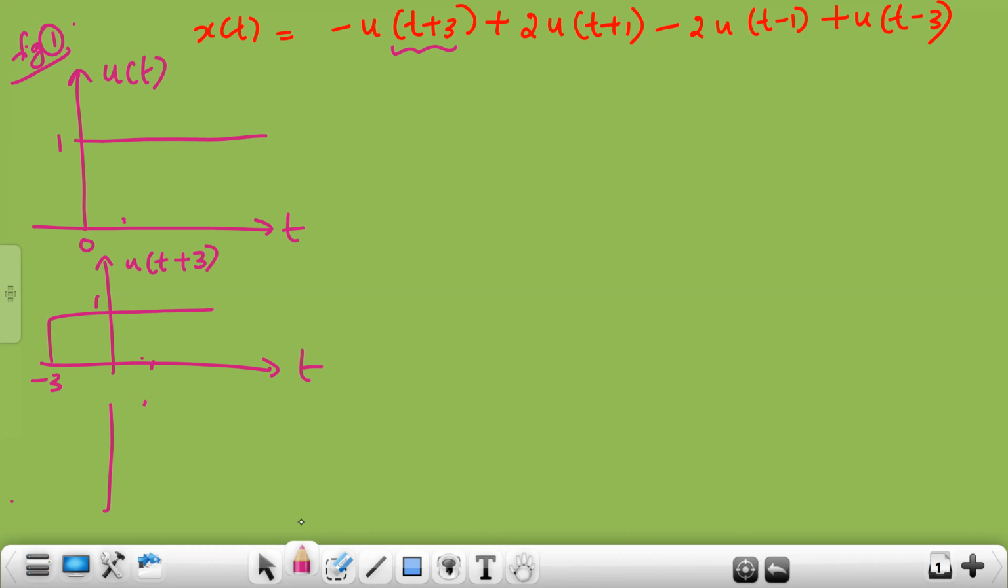Next thing you will be plotting minus u of t plus 3. Any idea how to plot this? Sir, the graph will go to minus 1. Yes, the graph will just shift downward. Somebody has asked me, is there any possibility of shifting from positive y to negative y? So this is a case where I'm shifting the given signal from positive y-axis to negative y-axis. So what you will do is, you will be just shifting the same graph with the same shape, but just upside down. Okay, that is put it as minus 1.